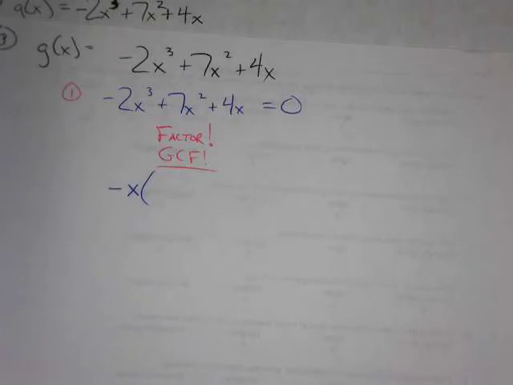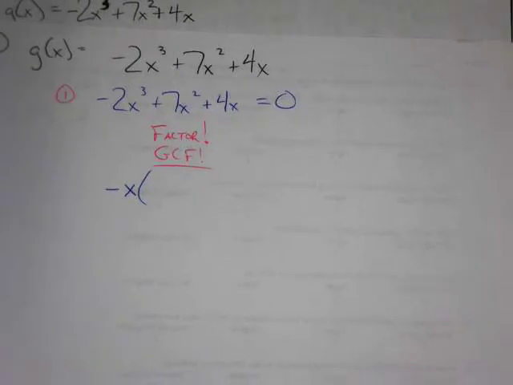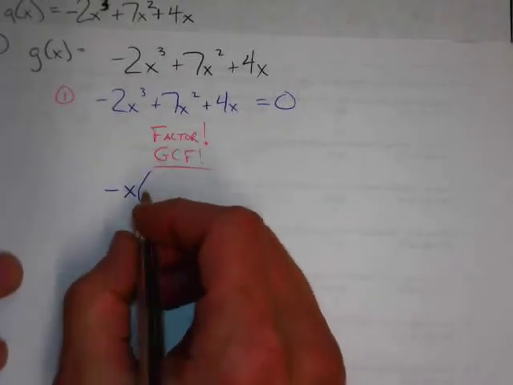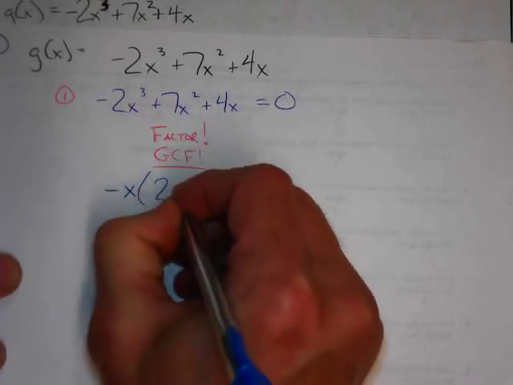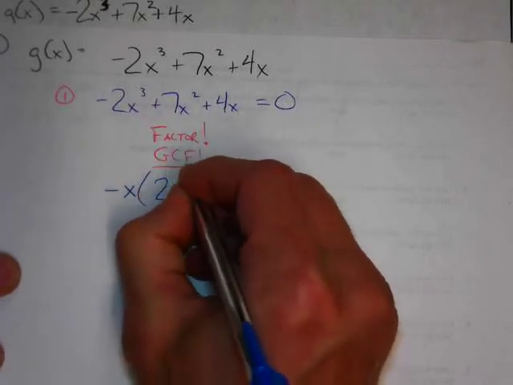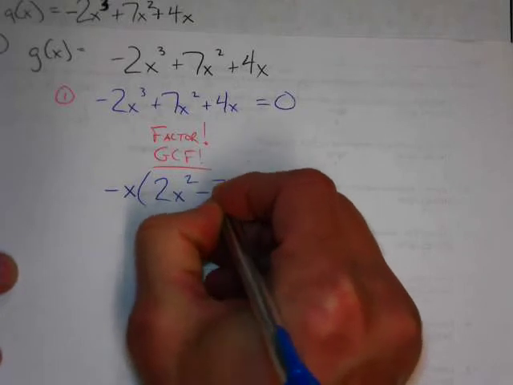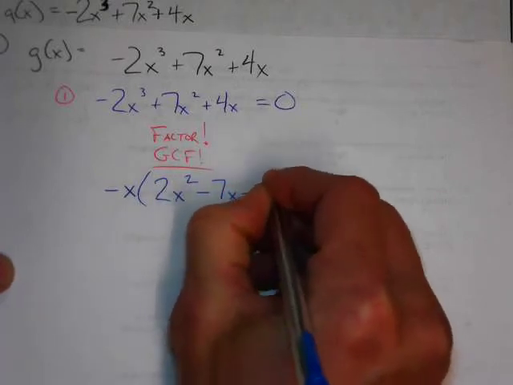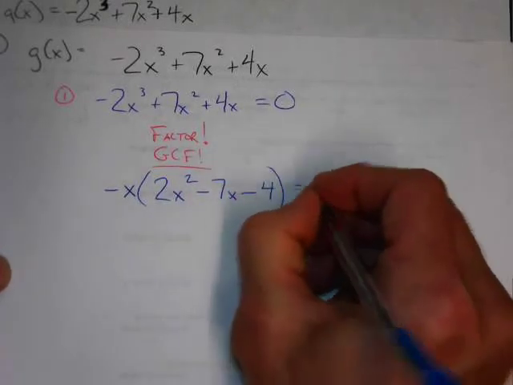And I'm going to pause there. If what I just did was confusing, what I need you to do is stop this video and go back to previous videos on factoring trinomials, and make sure that you are fully understanding that concept. So since we're good with factoring out this negative x, what will we have left inside the parentheses? 2x squared minus 7x minus 4, and that's what's going to equal 0.